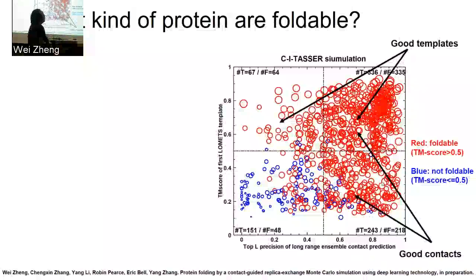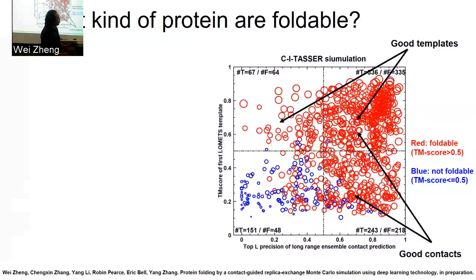And it's a very meaningful question what kind of proteins are foldable by C-I-TASSER. Here, foldable means that if the C-I-TASSER model has a TM-score greater than 0.5, then this target is foldable. Here, we use this figure to answer this question. X is the performance of your contact predictor. Y is the performance of your threading template. We can see in these two subregions, you have a good template. And in these two subregions, you have good contact. That means either you have a good template or you have good contact.